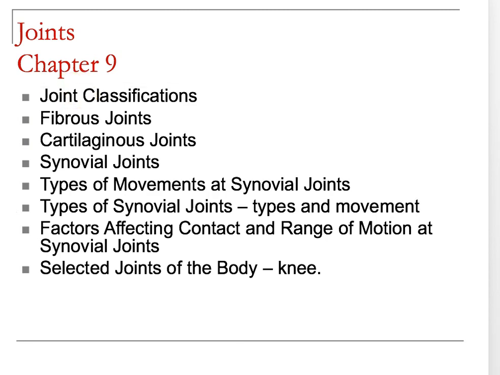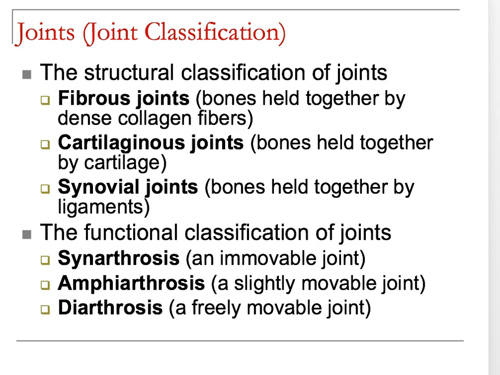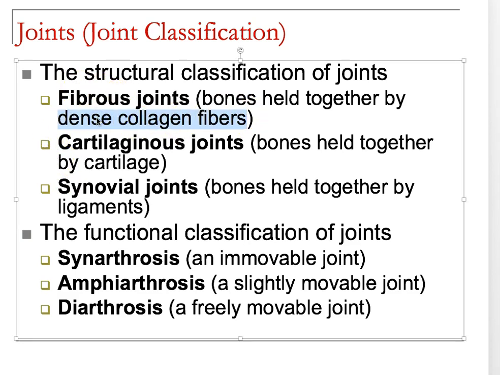Well, joints can be classified in many different ways. Joint classification. They can be fibrous, cartilaginous, or synovial. Fibrous are held together by dense collagen fibers. That's not all that hard. Cartilaginous can be held together by cartilage. That changes, actually, depending on how we age. And then synovial joints are held together by ligaments.